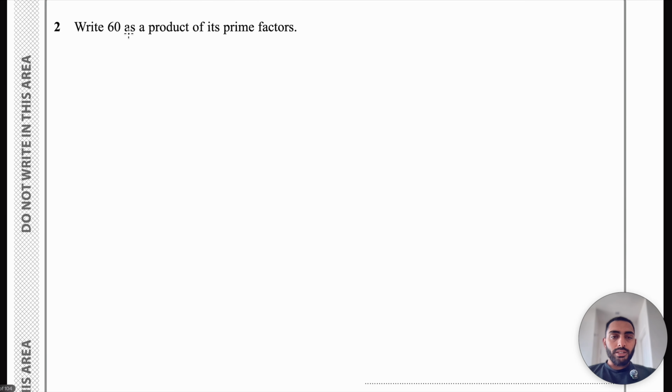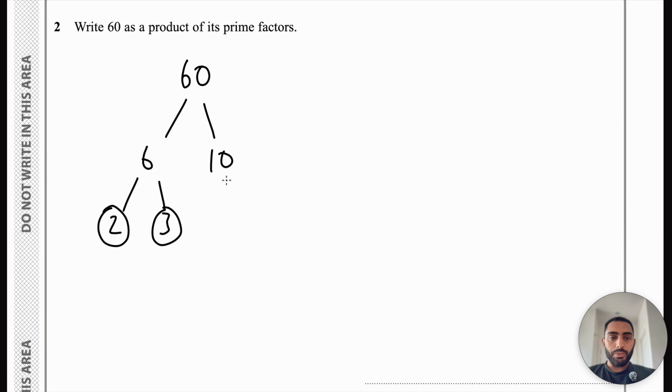Question 2. Write 60 as a product of its prime factors. So we're going to use a prime factor tree for this one. I'm going to think of a number that 60 divides by. I know 6 goes into 60 and 6 multiplied by 10 would give me 60. What goes into 6? That would be 2 and 3, and both of these are prime numbers, so I would circle them. What goes into 10? That would be 2, and that would multiply by 5, and both of those are prime numbers.